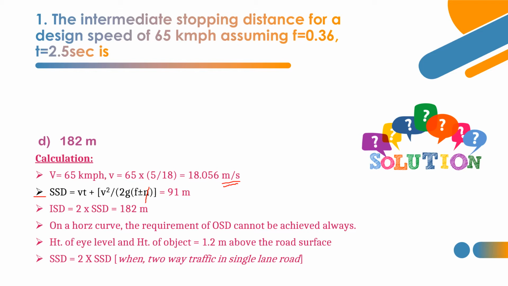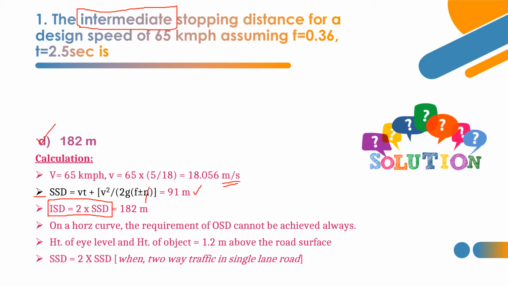This one is cancelled out. So V square by 2g F only. So f is 0.36, g is 9.81, v is 18.056. So substituting all those things in this formula, we will get the answer as 91 meter for SSD value. We are supposed to calculate only intermediate stopping side distance. So ISD is given by 2 times SSD. So 2 into 91 gives 182 as answer. So option D is correct.